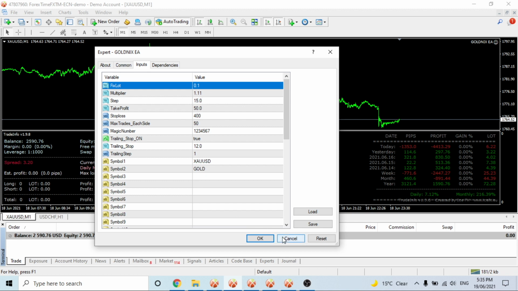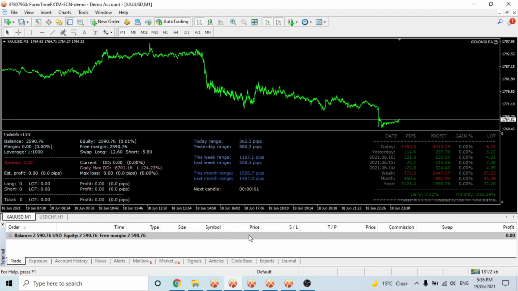But it could be because different brokers have different information coming through, and one may pick up a trade and one may not. So it'd be really interesting to do a demo versus real test on the VPS with the same robot, just to see if you get the same signals and if the profits are the same. So we'll see. Might do one soon on a cent account. Righto, so that's GOLDNIX.